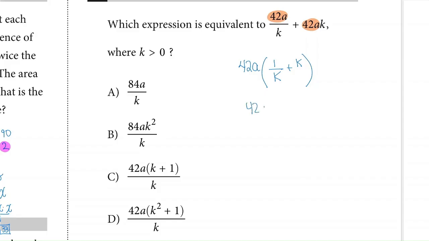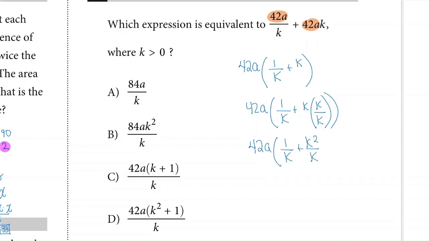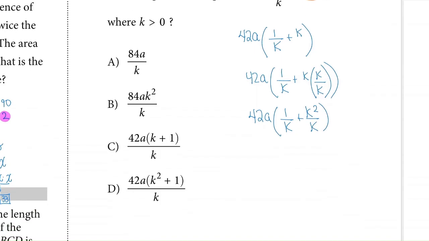So it's going to be 42a, 1 over k plus k times k over k. Okay? 42a, 1 over k plus k squared over k. Since we have a common denominator, we can go ahead and write our denominator as a single expression. So we're going to get 42a times k squared plus 1 over k. Now, this answer is going to be D.